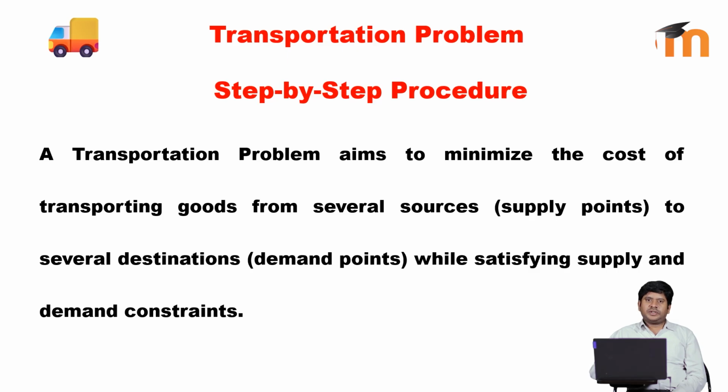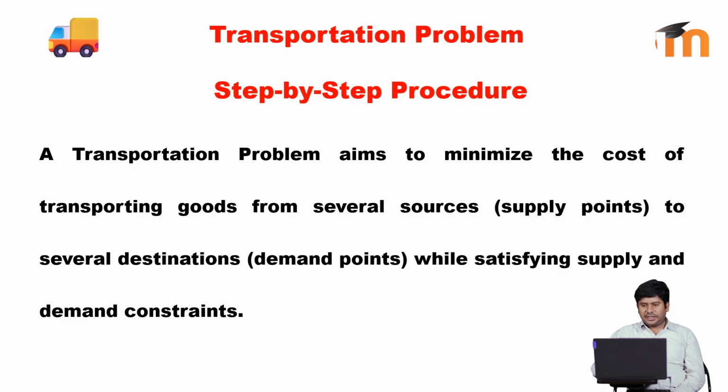The main aim of the transportation problem is to minimize the cost of transporting goods from several sources. Generally, transportation means moving a product, a service, or vehicles from one place to another place. In the example that I am going to take, we will have different sources of supply, and from those points to the destinations, which we call demand points.